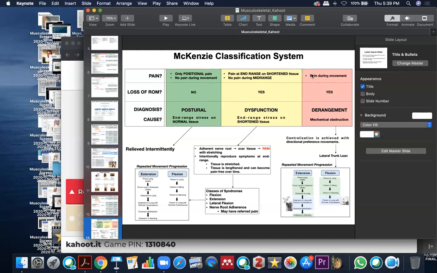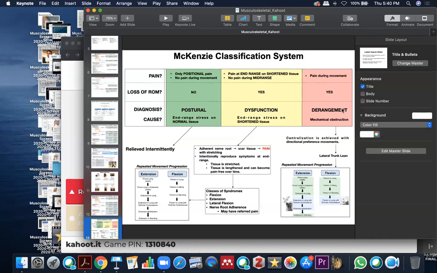So pain at the mid range, really throughout the whole movement, plus a loss of range of motion, then they have a derangement. So that's probably something where they've got maybe a disc rupture, disc herniation. Remember that dysfunction is really just a shortened tissue. So maybe a ligament got shortened, or the connective tissue's been condensed or something like that.